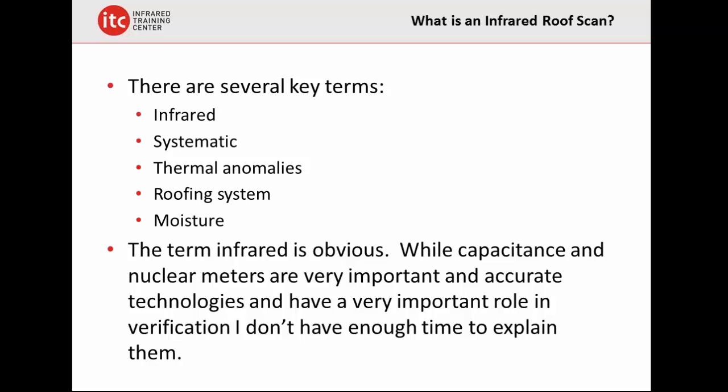And then we're talking moisture, and that moisture could be standing water, it could be water that's absorbed into the insulation, it could be water sitting on top of the insulation. And trying to determine whether it's been absorbed into the insulation or sitting on top of the insulation becomes very difficult at times. So that's the term moisture there.